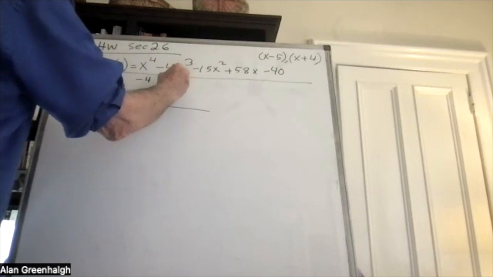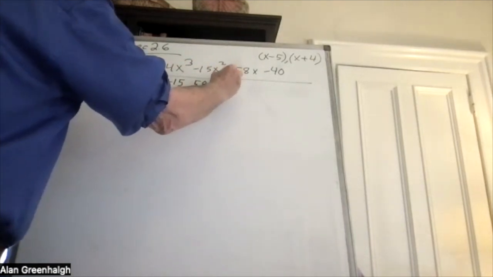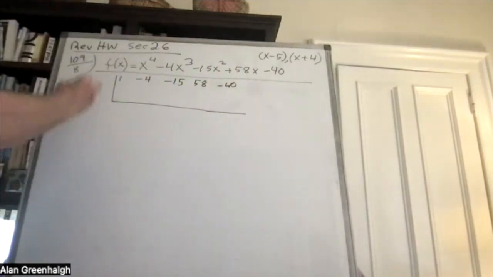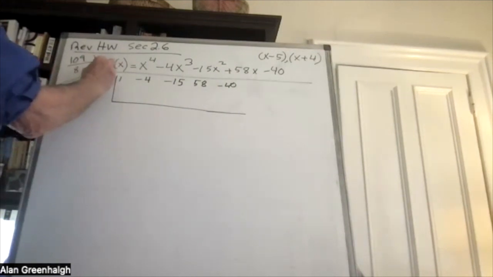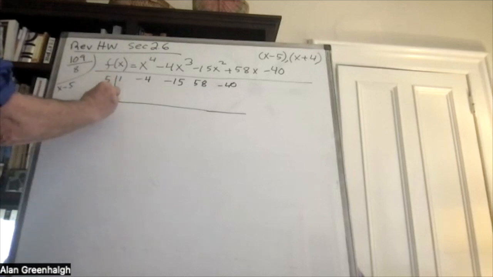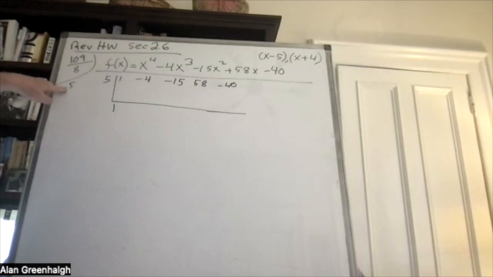I strongly recommend that you use synthetic division. And let's use the x minus 5. So we're using x minus 5. We take the opposite. And now we're ready to go. Now, this is a very important thing. Focus on what I'm about to say.